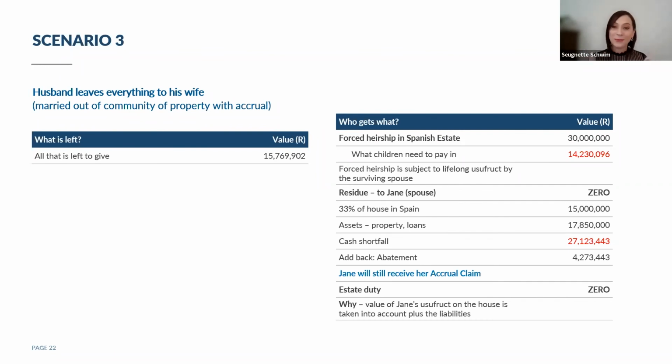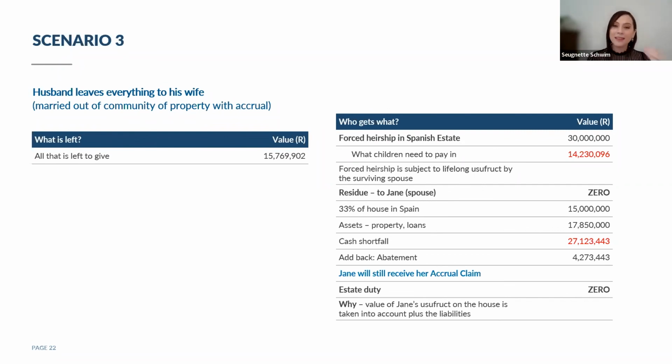And then where it really gets quite sad is that, what's her name again? Jane. Jane is still the residual heir in the will, because the will said, I'll leave everything to Jane. And the residual heir is responsible to pay all the estate expenses. And remember, we just said the estate expenses, which includes all the liabilities and the costs and that fat accrual claim, amounts to about 90 million rand. So Jane is responsible to pay the 90 million rand, and the children are walking off with the property in Spain.